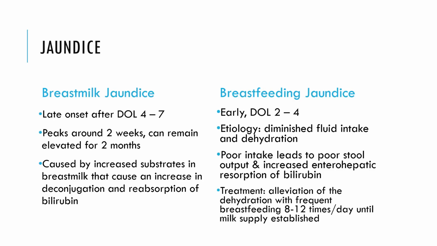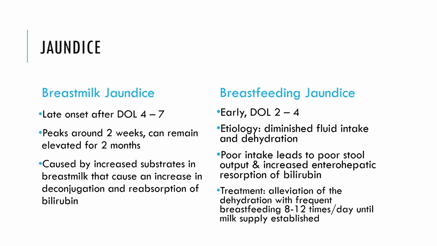But if it's just a lower level and baby's just sort of jaundiced, breastfeeding fine at home, everything else is fine, could maybe just be a little bit of this breast milk jaundice that can remain elevated for 2 months and can ebb and flow a little bit too, depending on the quality and the properties of the breast milk itself. It's caused by substrates in the breast milk that can cause an increase in deconjugation and reabsorption of bilirubin. So it's not super well understood, but that's the thought behind it. And so that's why it can last for a while.